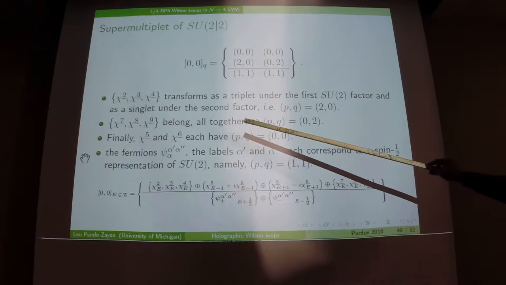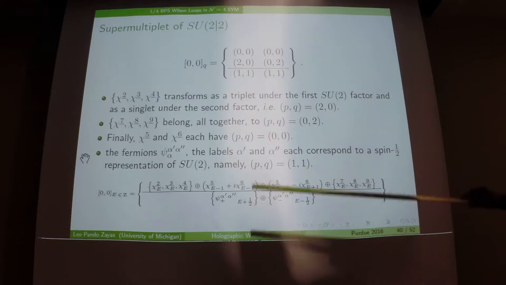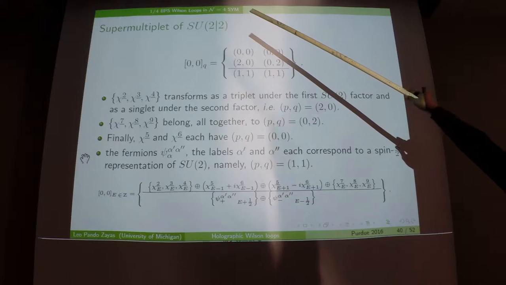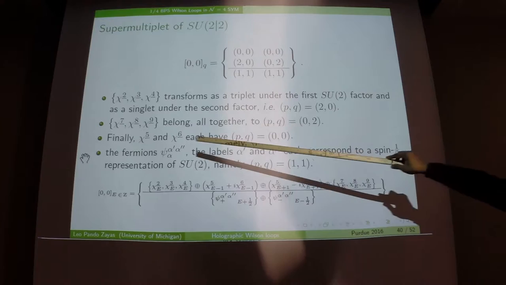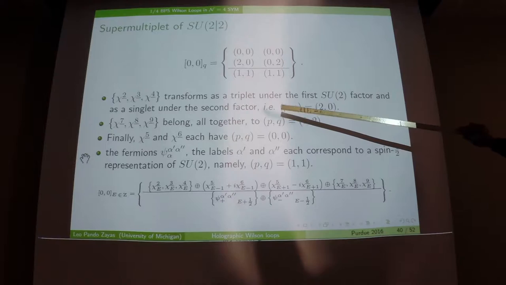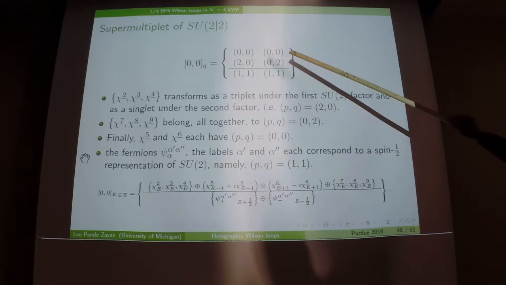As you can see, these modes 2, 3, and 4 form a triplet under one of the SU(2)s. The bosonic subgroup is SU(2) plus SU(2). So under one SU(2), they form a triplet. In this notation, you write 2 times 1. They are a singlet with respect to the other SU(2). There are these modes, 7, 8, and 9. They are the interesting modes. They form, again, a triplet with respect to the second SU(2). And these modes are singlets, and these are the fermions, spin 1/2, but again, you write 2 times 1/2.